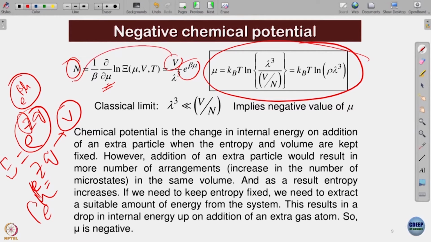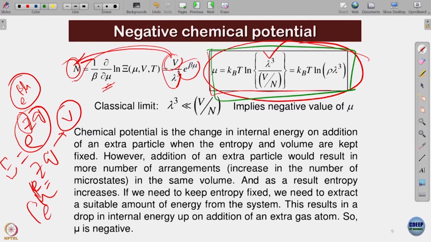n by V becomes the density and lambda cubed. So this whole part is taken there, giving rise to this term, e to the power beta mu, and then I take the logarithmic term, and beta becomes 1 over kBT. So you can easily see that I get this beautiful relation. Now that means chemical potential is the logarithm of density.